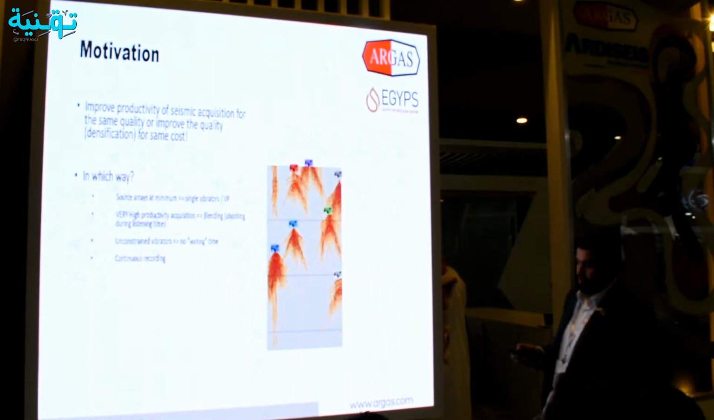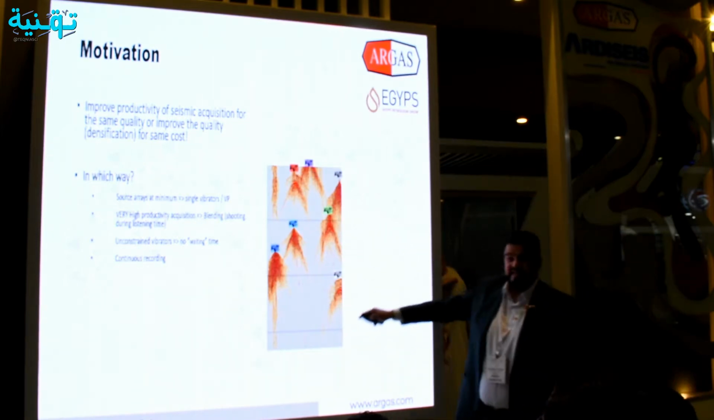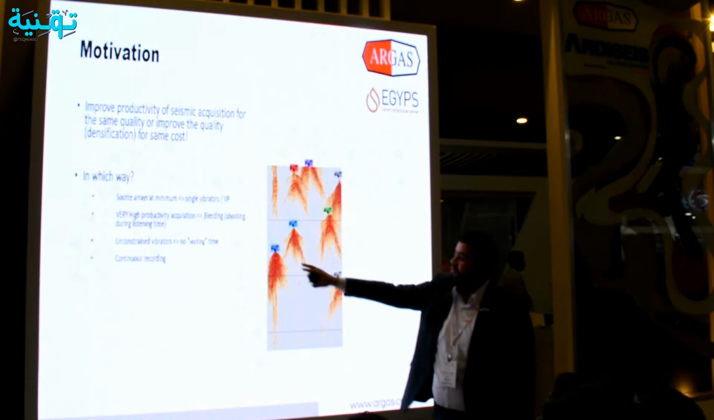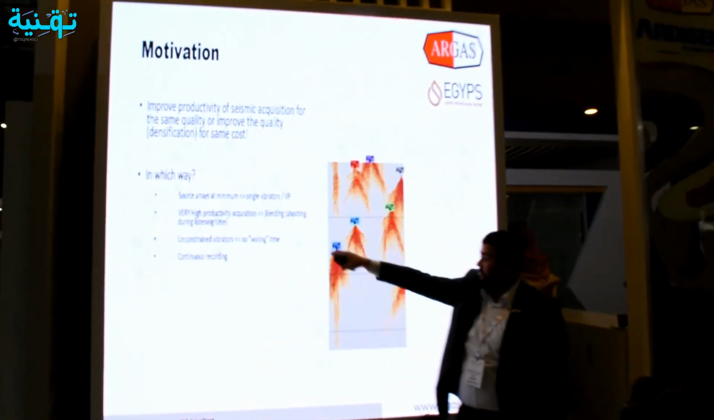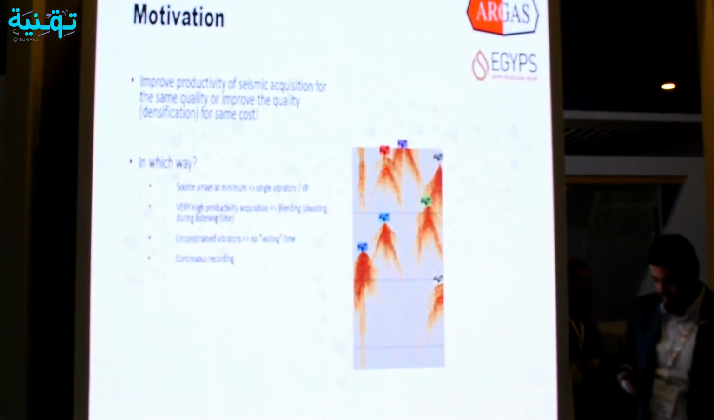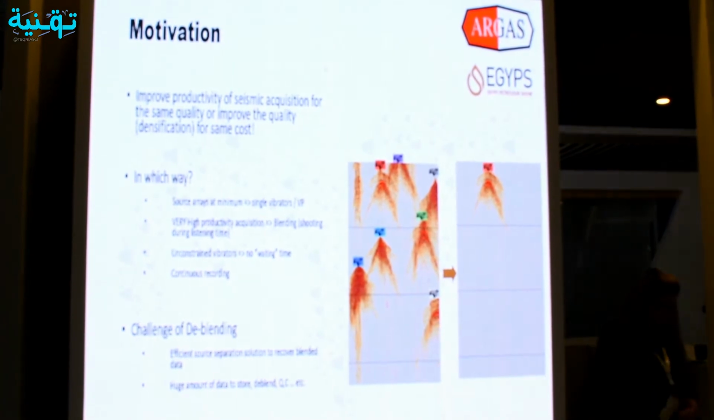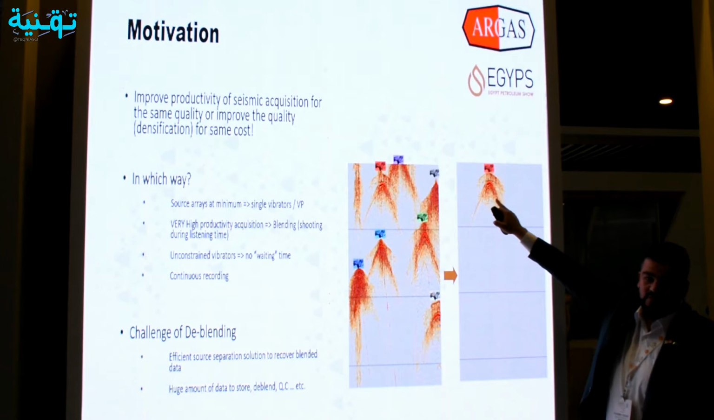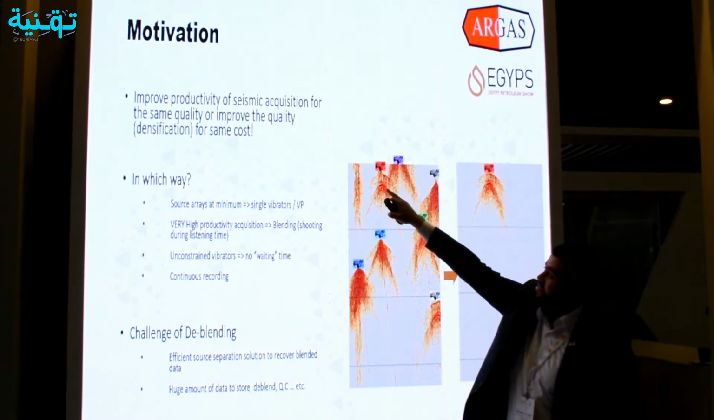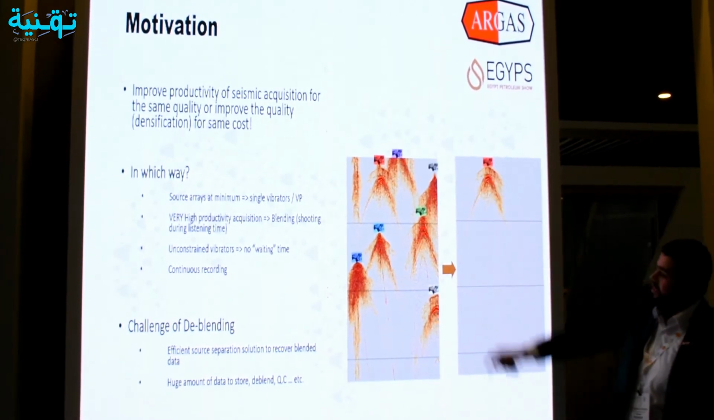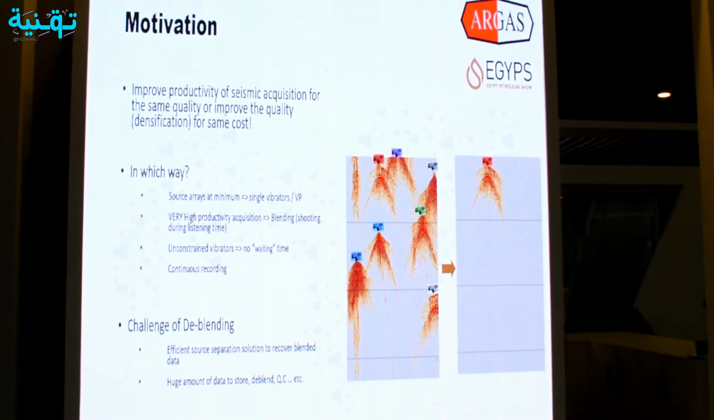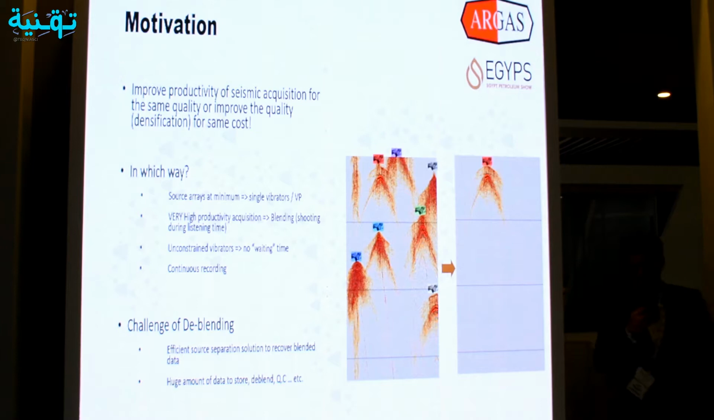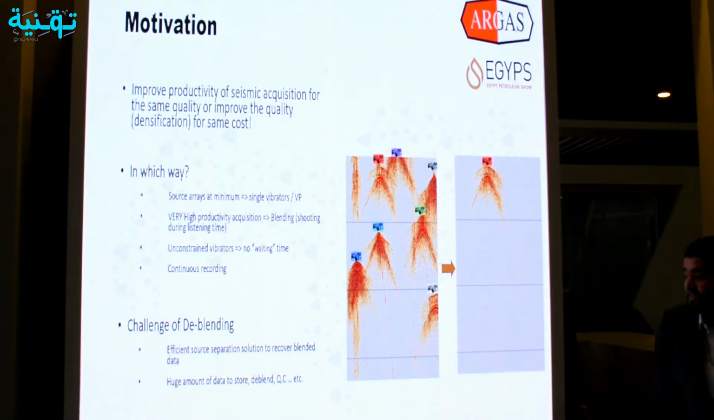And the continuous recording. This picture is a seismic record composed of different shot points at different locations from different vibrators. The challenge after is to blend these shot points to a normal way of acquisition. So we have put back these shot points here, like the conventional acquisition. So an efficient source separation solution is needed to recover blended data, and there is a huge amount of data to store.